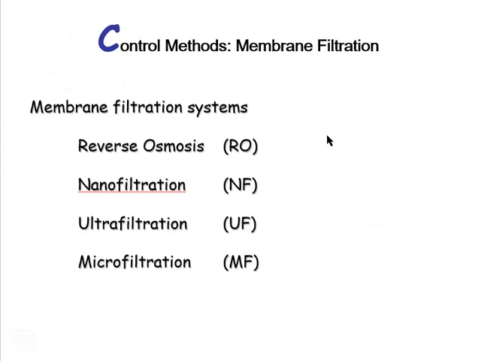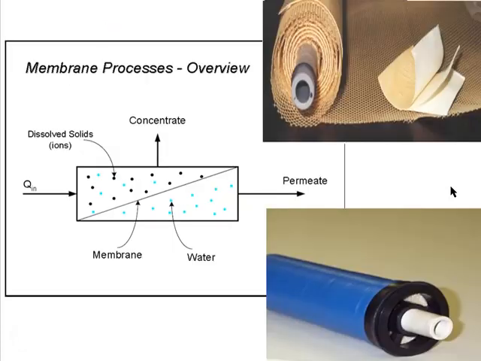In the filtration method, there are various methods. I will not go into detail. These are the names of the different membrane filtration methods I have mentioned here: the reverse osmosis process, nanofiltration, ultrafiltration, and microfiltration. These are the most common processes we use in the tertiary treatment.